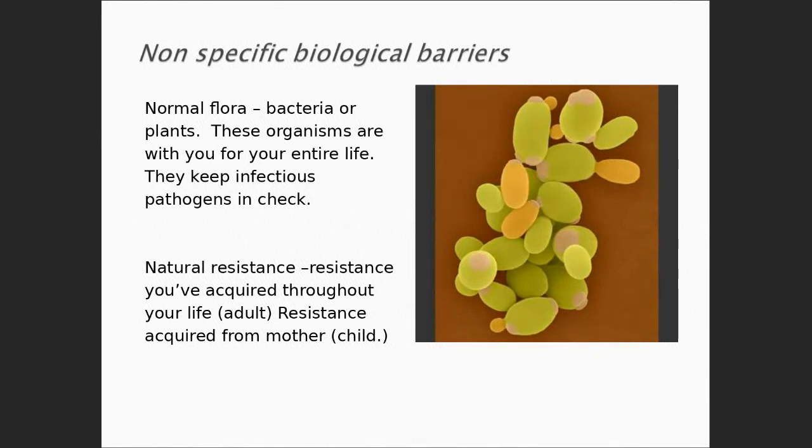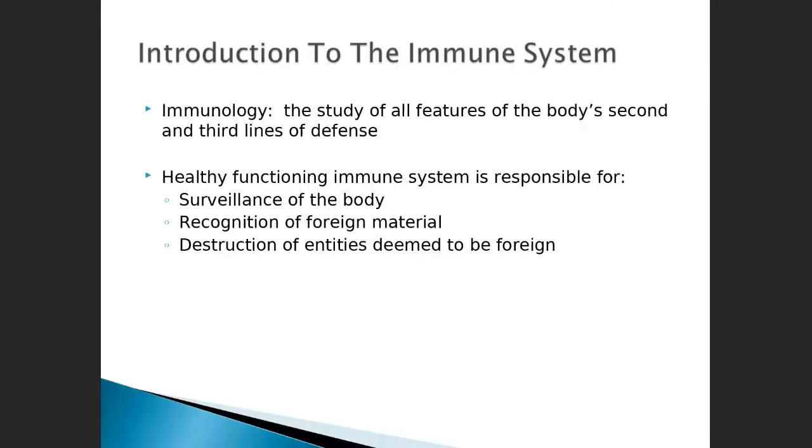And then you have the natural resistance that you develop throughout your entire life, right? So we're going to be talking about that when we talk about adaptive immunity next time we meet, right? Because we're going to be looking at the immune response, at the properties of the white blood cells, and how the immune system works. So as we get into that, we think about immunology as being the study of all of the features of the body's second and third line defenses, right? And so mostly it's phagocytosis. We'll be talking about phagocytosis here.